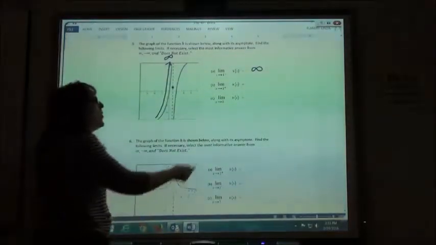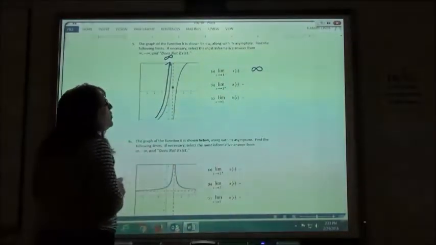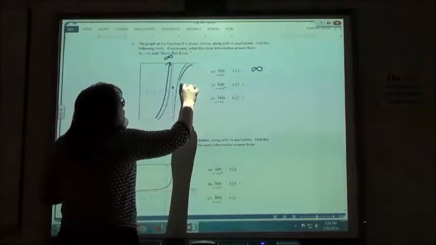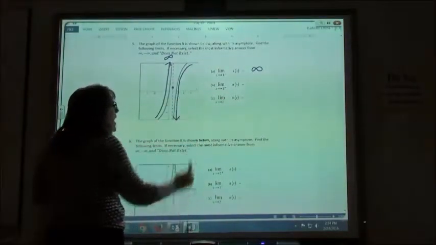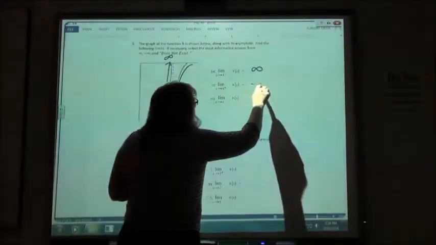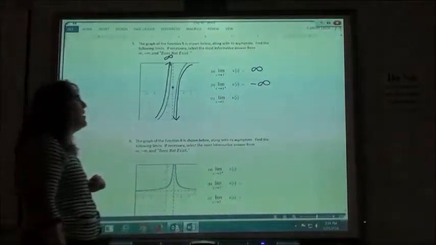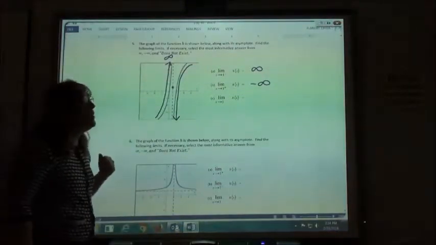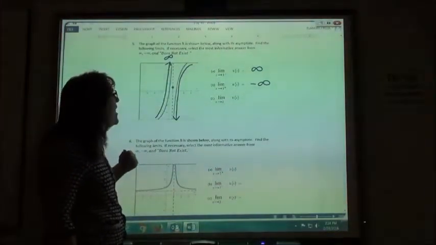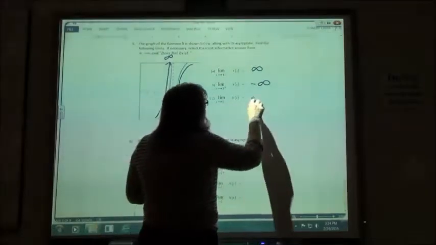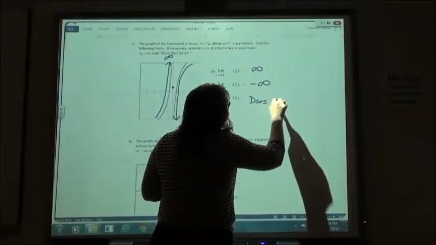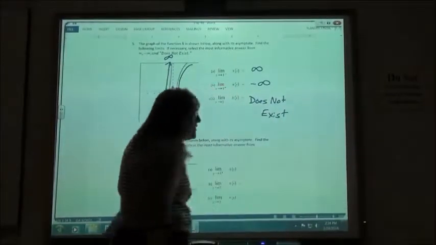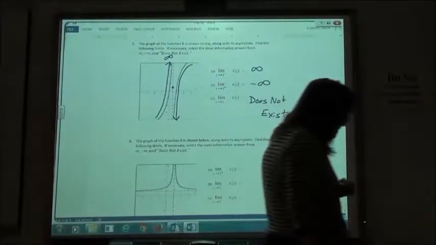If I'm going to approach 1 from my positive direction or my right-hand side, as I'm approaching the value of 1, this graph is going down and down and down, so negative infinity. Again, on this one, the limit does not exist because the limit as I approach from the left-hand side and the limit as I approach from the right-hand side are not the same, so the limit does not exist when I do that one.